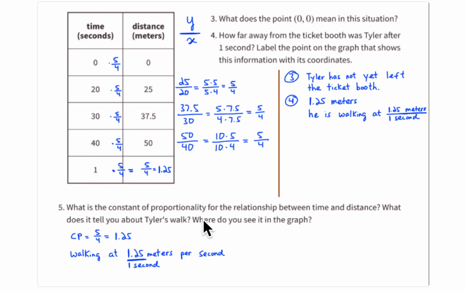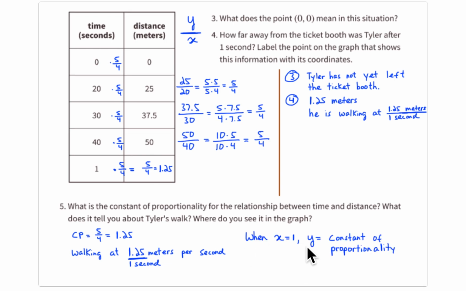So what is the constant of proportionality in the relationship between time and distance? So the two properties are time and distance, and they are connected. They are related through this constant of proportionality. So you're walking at 1 25/100 meters in 1 second. So that's the constant of proportionality. What's your constant speed? What's the distance that you're traveling per time throughout that walk? That's always a related distance per time.